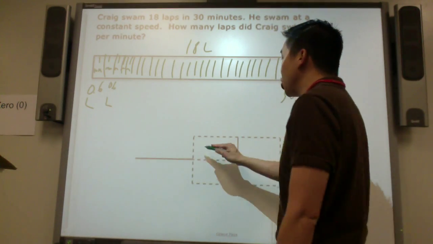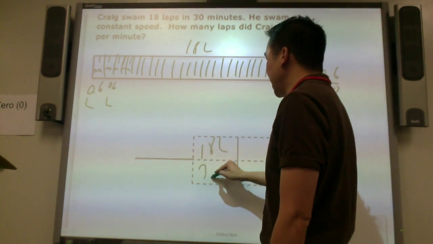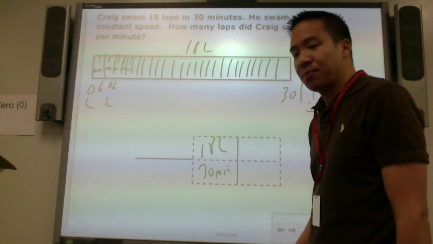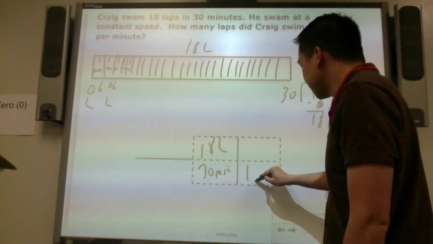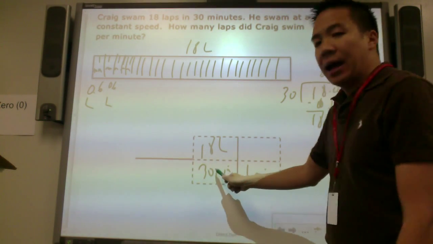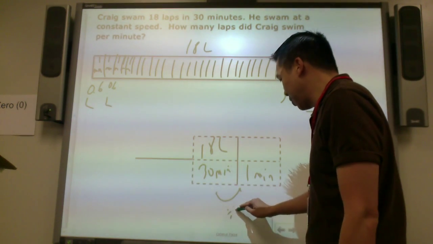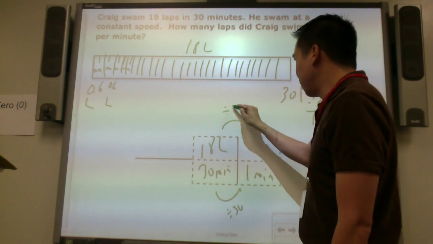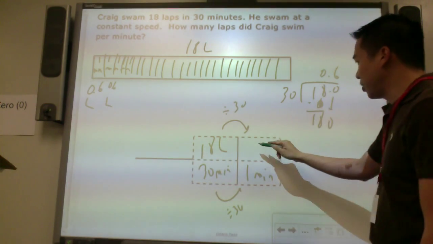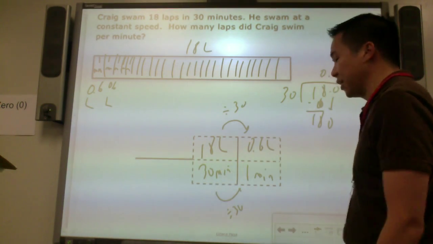That's the bar diagram. Some of you may not like the bar diagram, so let's look at the box method. How do you break down 30 minutes to 1 minute? Divide by 30. 18 divided by 30 is 6/10 laps per minute.